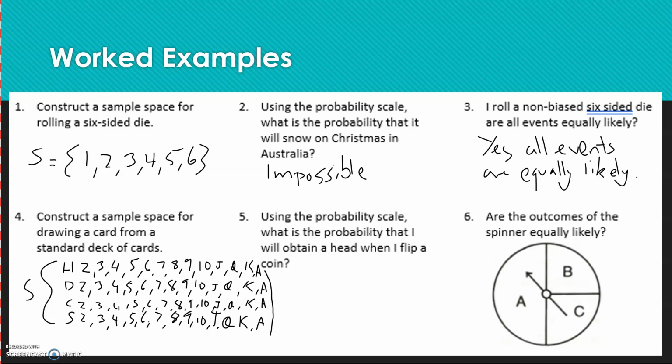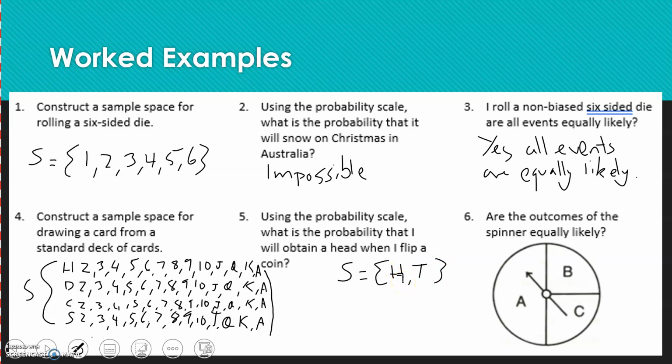Okay, example 5, using the probability scale, what is the probability that I will obtain a head when I flip a coin? So our sample space, when we flip a coin, we can get heads or tails.